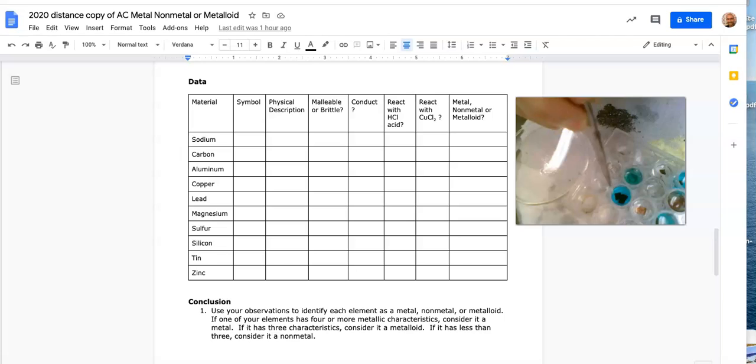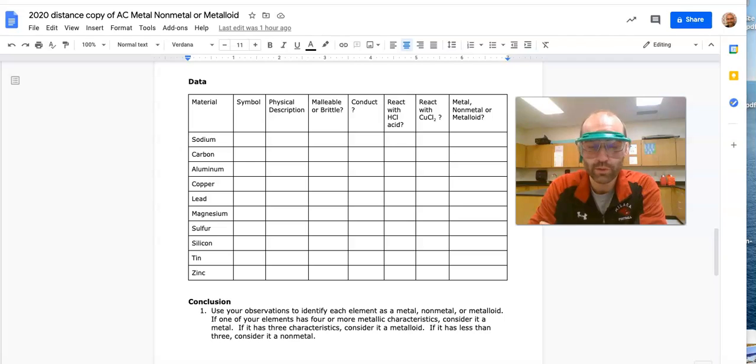And so there was a reaction with the copper chloride, and over here on the acid side, there are some bubbles slowly forming on the zinc. Those are those hydrogen gas bubbles forming slowly. So there's a slow reaction with the acid, but there is a reaction nonetheless.